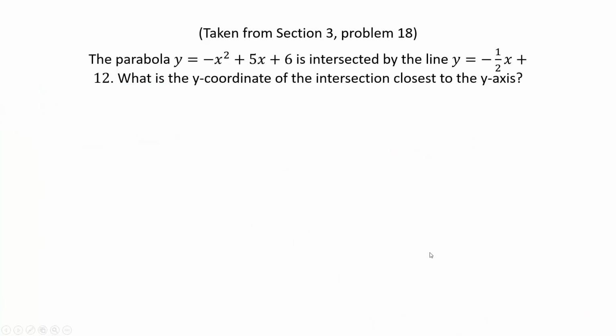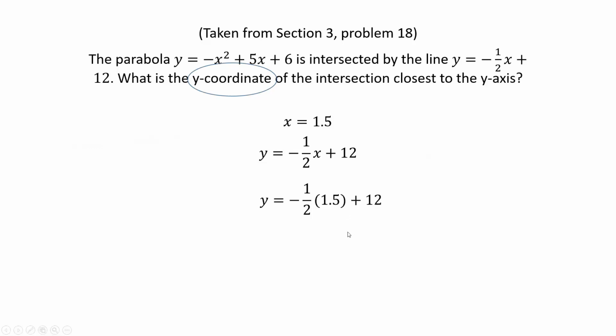We're not quite done. It asked us for the y-coordinate, not the x-coordinate. So let's plug x equals 1.5 into the easiest of the two equations. When we plug x equals 1.5 into either equation, we should of course get the same answer for y, because this is where they intersect. In the simplest equation, we have y equals negative 1/2 times 1.5 plus 12. So y equals negative 0.75 plus 12. y equals 11.25, and that becomes our answer to the problem.